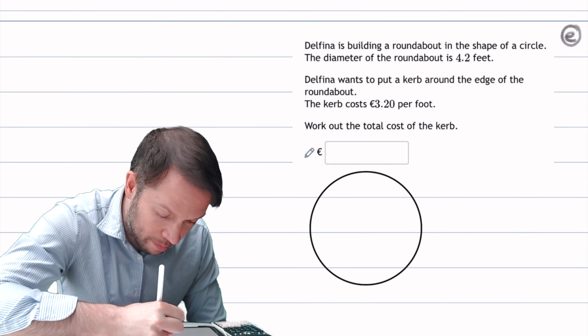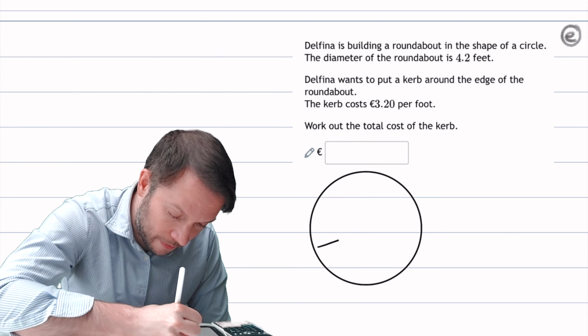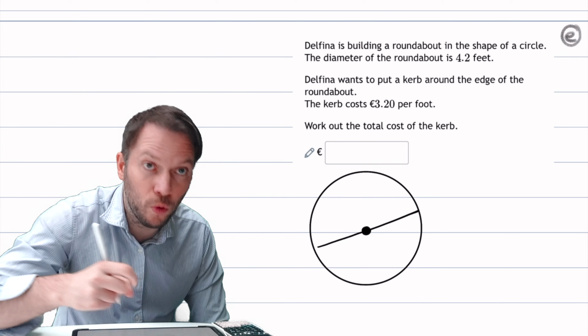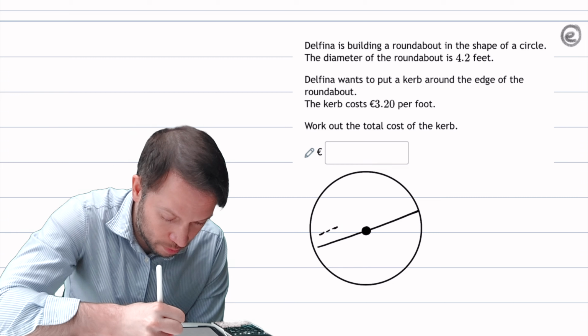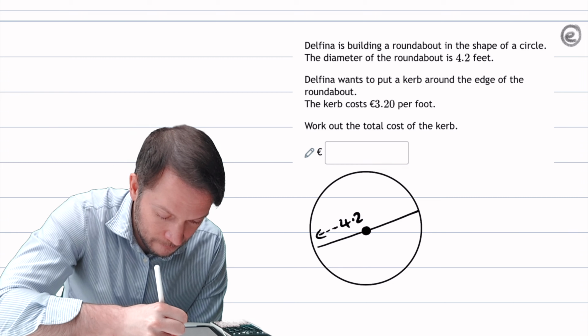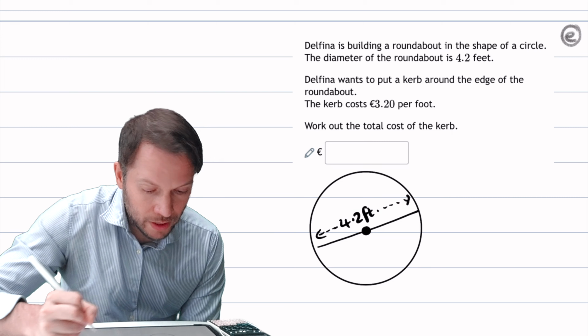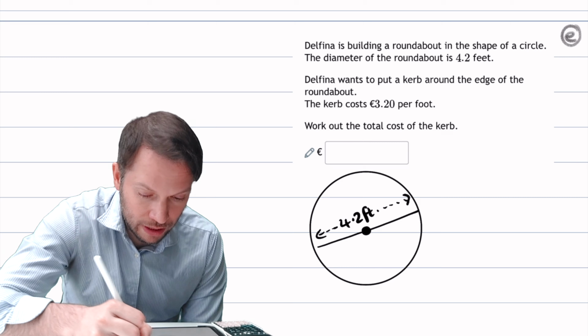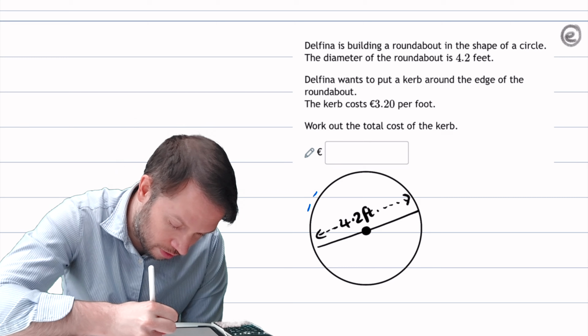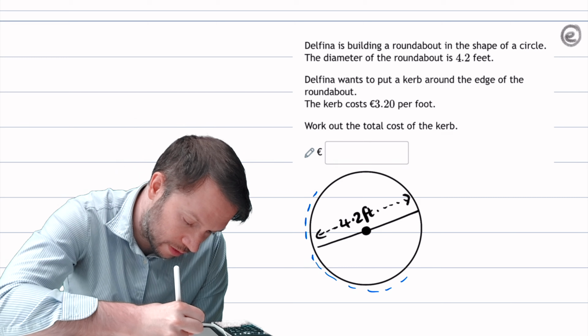So the diameter, remember, is the line that goes through the centre of the circle all the way from one end of the circle to the opposite end. So that is 4.2 feet. And it says Delphina wants to put a curb around the edge of the roundabout. So there's some curb around the edge of this roundabout like that.